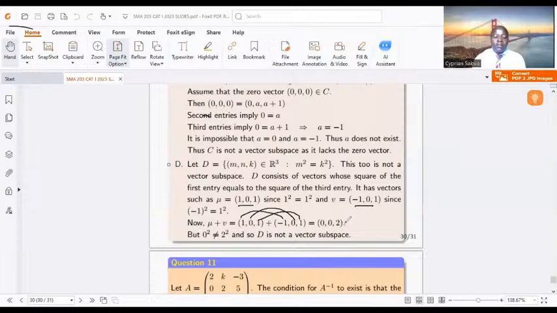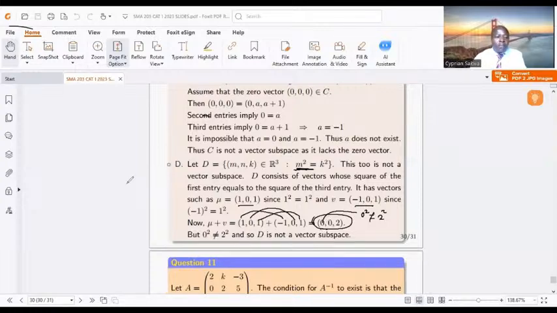Now, do these entries satisfy the condition? The first entry, 0 squared, is it the same as the third entry squared? It's not. That means D is not a vector subspace. Also, we found that this sum here is not a member of D.